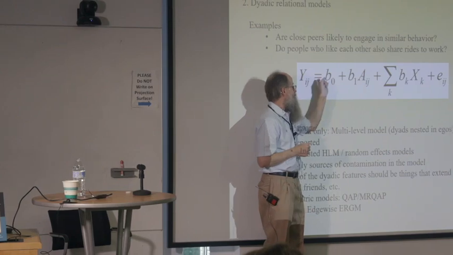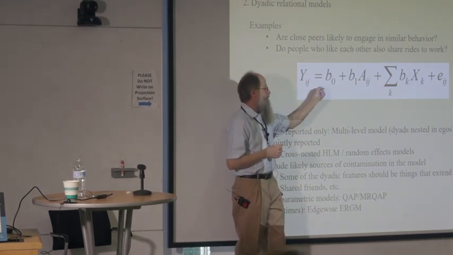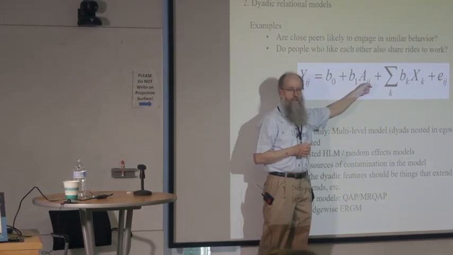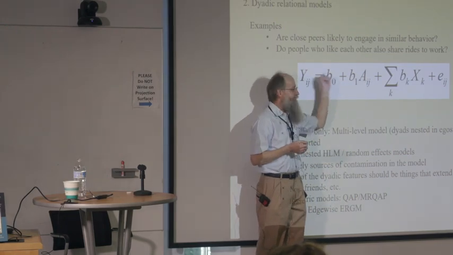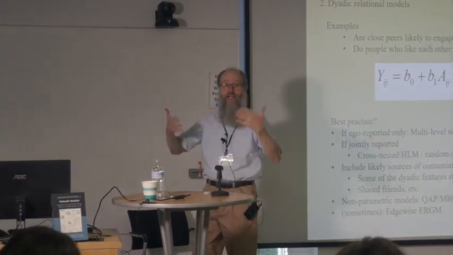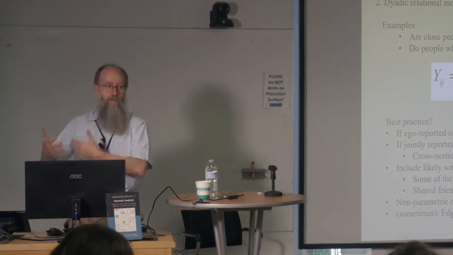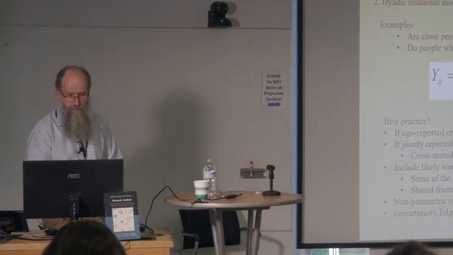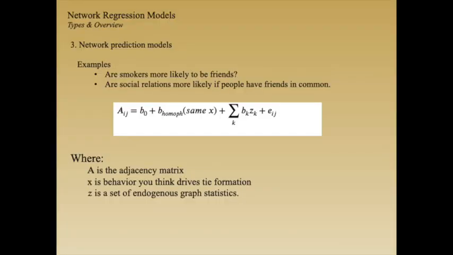So if my question is, who hangs out with each other, it could be a function of who talks to each other. That's a bad example, but you can think of two relations in a multi-relational network with one predicting the other, and you can use those tools. Which then takes us to the final class of models that we want to talk about, which are these network prediction models.